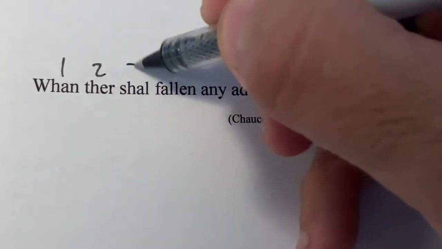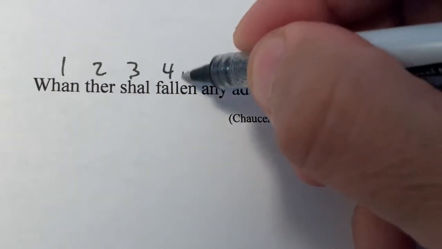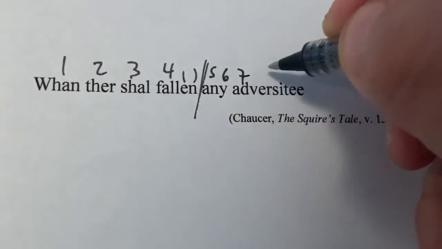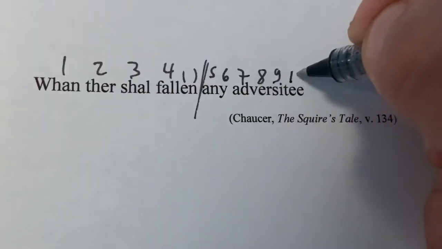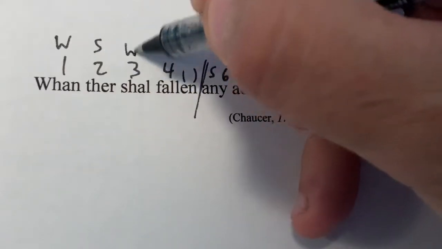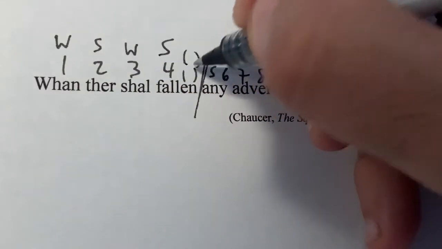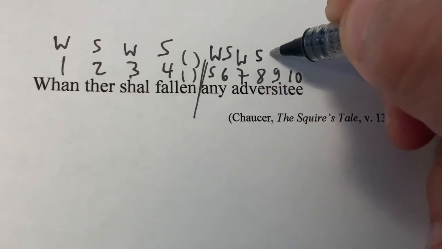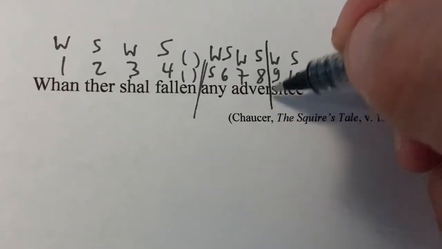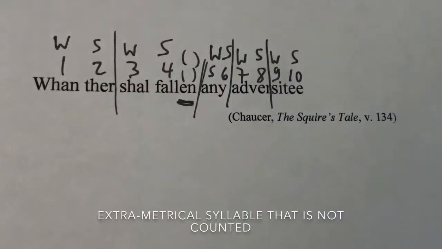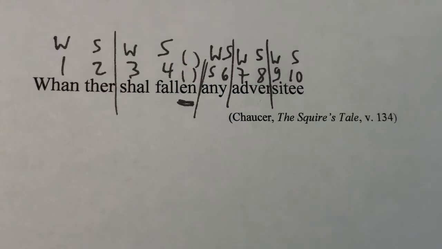When there shall fallen any adversity. And let's see, let's scan it. You always scan it to check and see. Scan for its rhythm. When there shall fallen, it's obviously weak, any adversity. Those are the feet. And this is extra metrical. We're not counting it. That is an example of a lyric caesura.